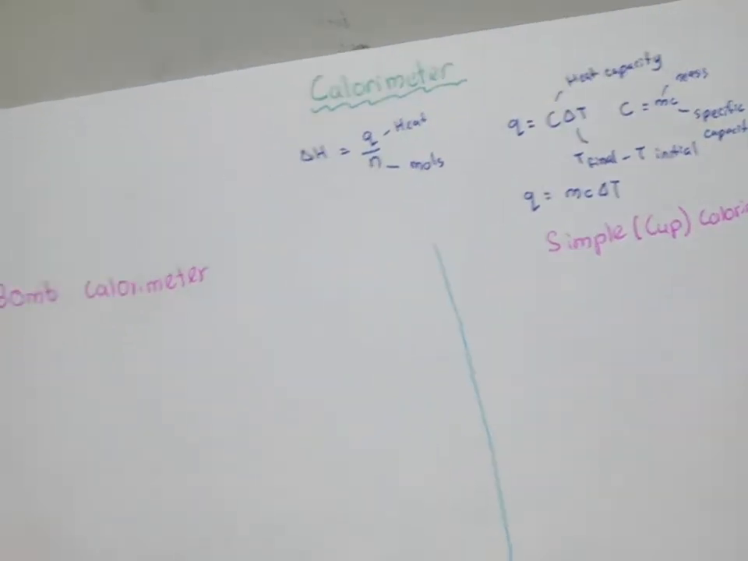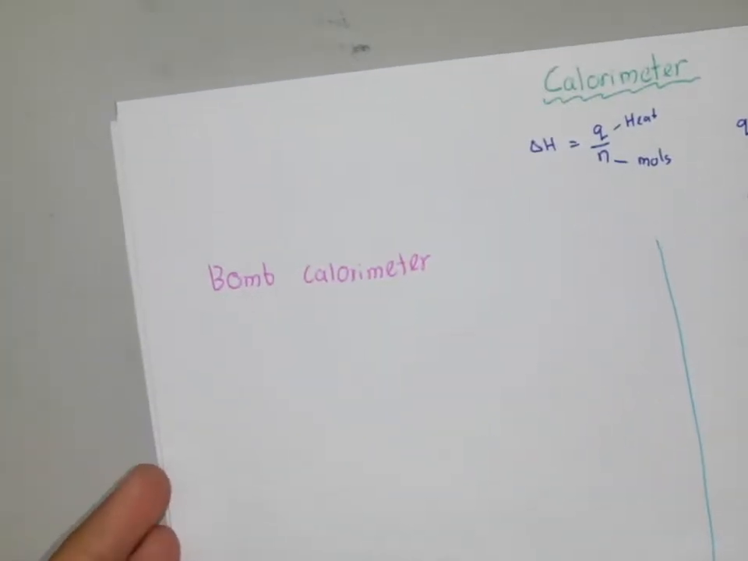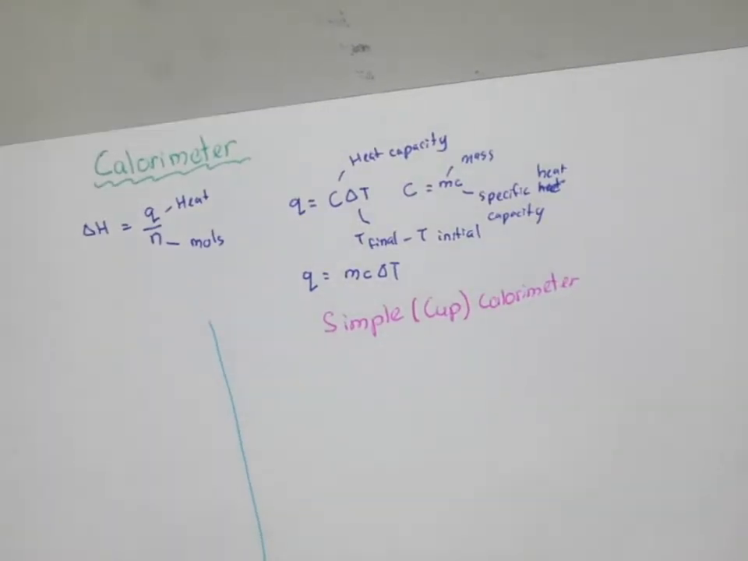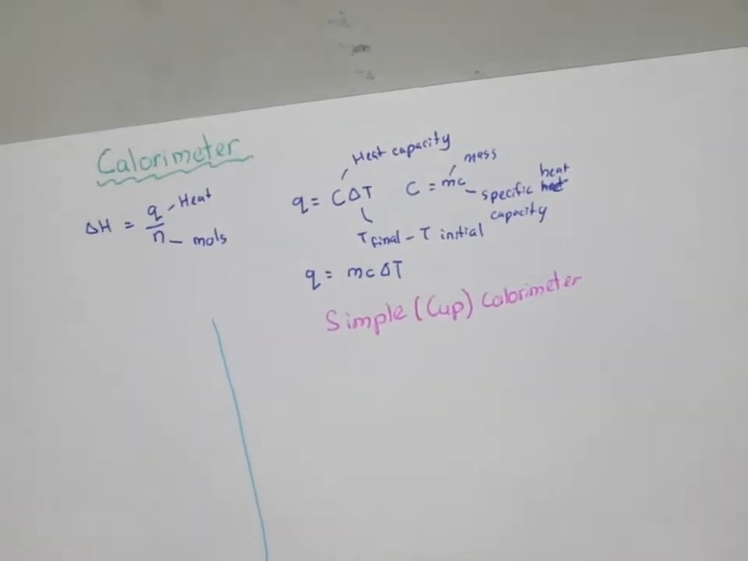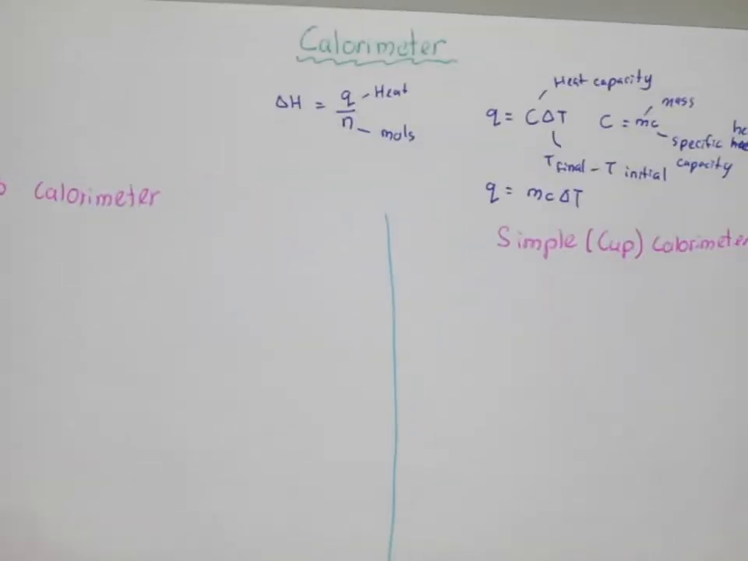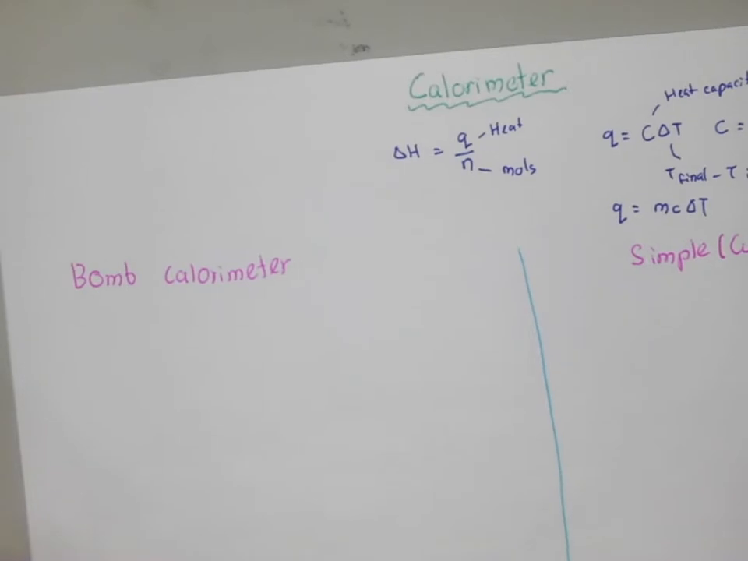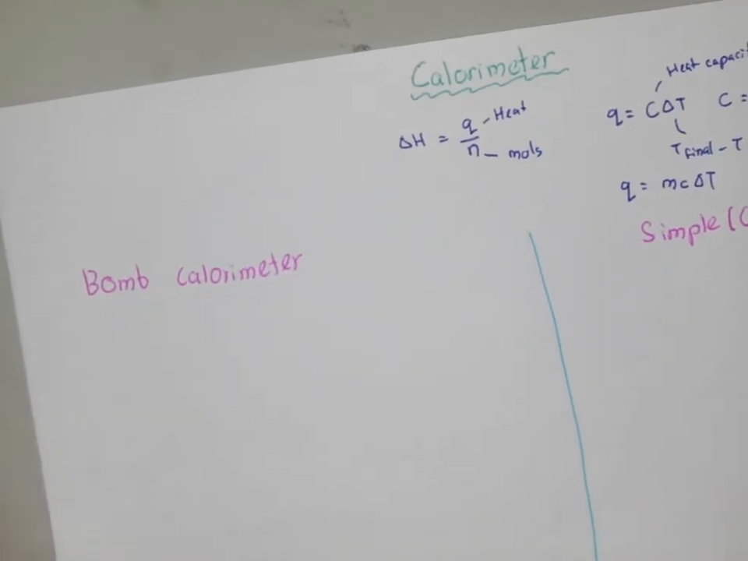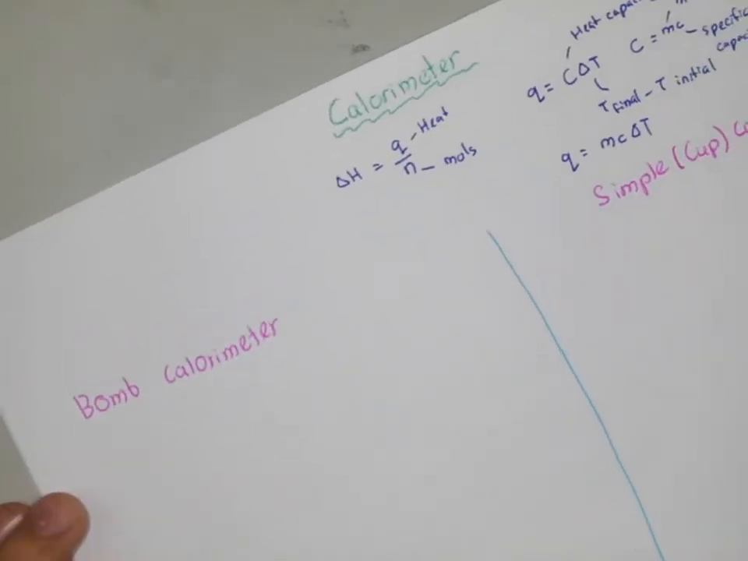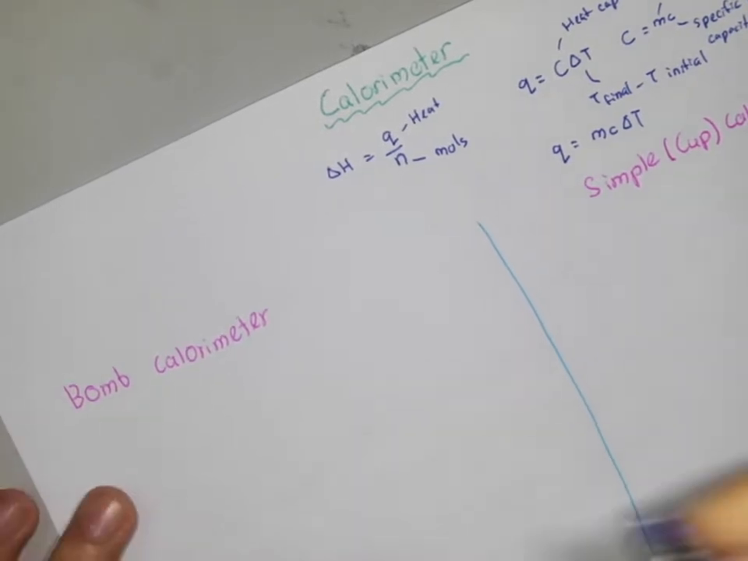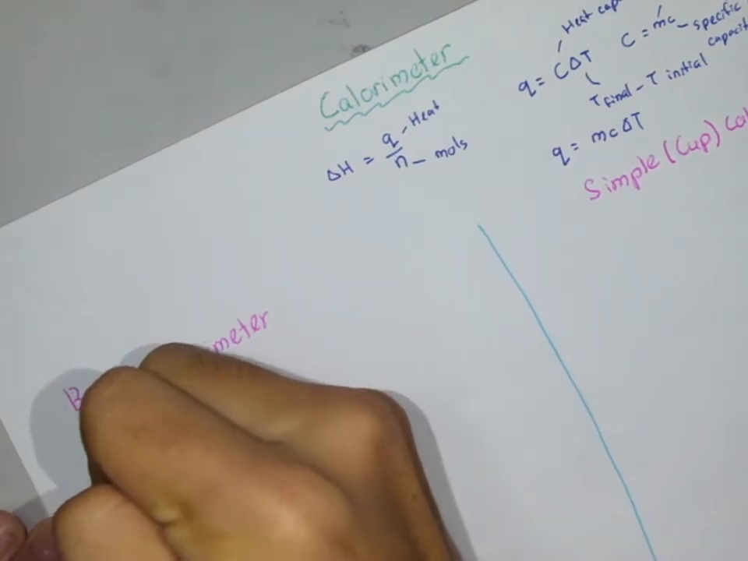So we have two types of calorimeter. We have the bomb calorimeter and the simple cup calorimeter. The equation will let you know if it uses a bomb calorimeter or a simple calorimeter, because there are two types of things we can look at. So for the bomb calorimeter, we look at the heat released, so Q reaction.